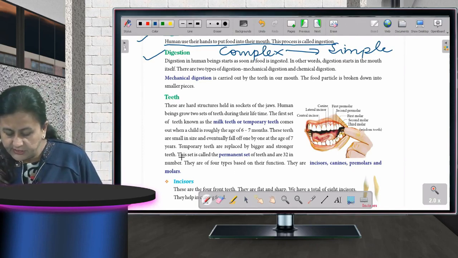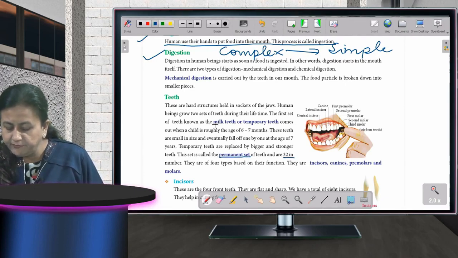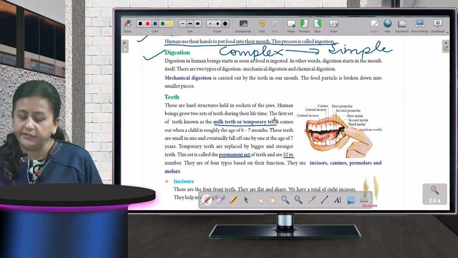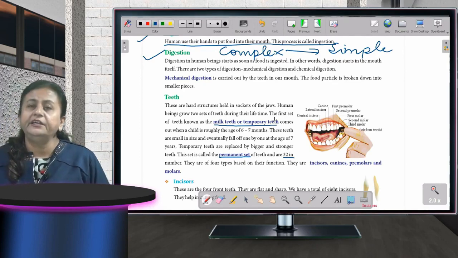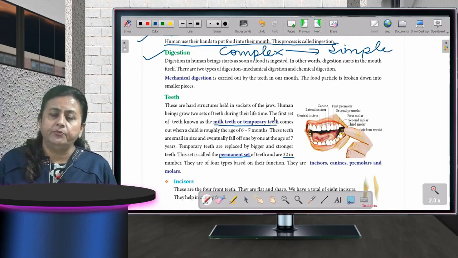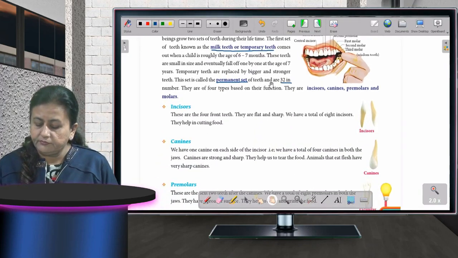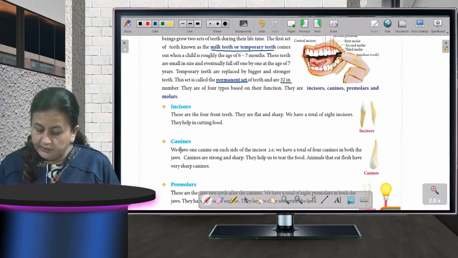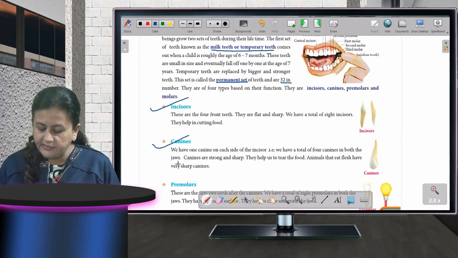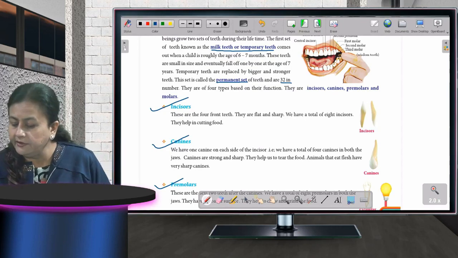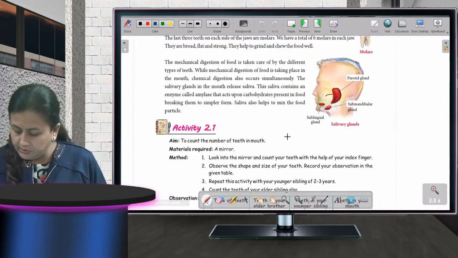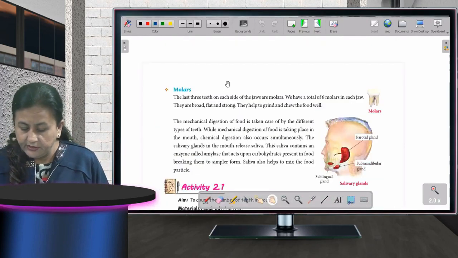Now you can see permanent teeth, 32 in number, and milk teeth are also known as temporary teeth. Now there are different types of teeth in a mouth. They are incisors, canines, premolars and molars. What are they? All the four.